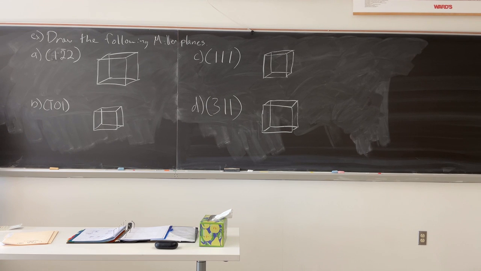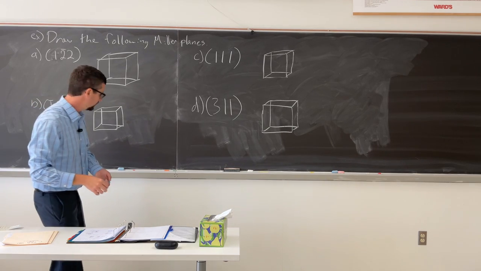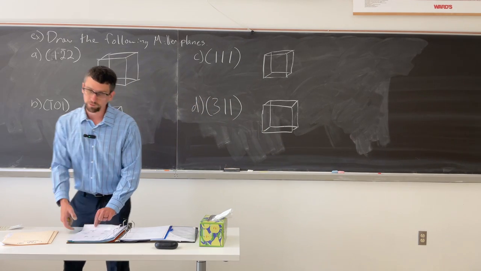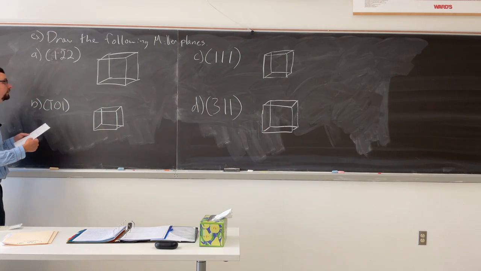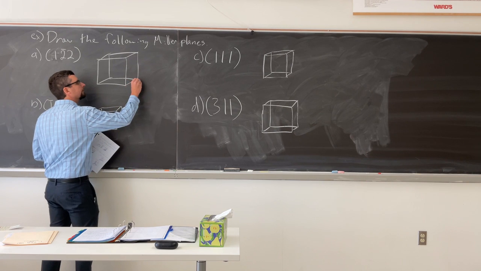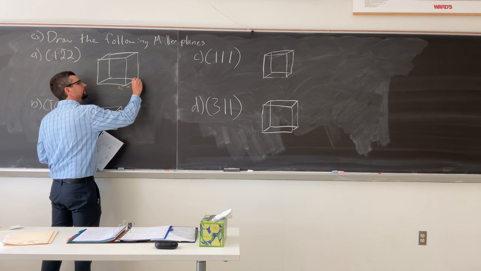Okay, so now we have these Miller planes. We have to indicate what they look like, and we have to draw their coordinate system. Some of them we'll have to shift, some of them we won't. Okay, this first one, the 1, 2 bar, 2. Where should we draw our origin? The left back corner, or right back corner. Yep, that's where I would go also.